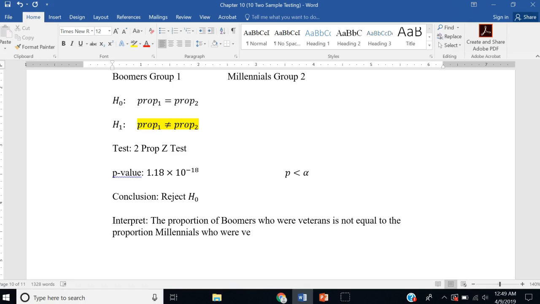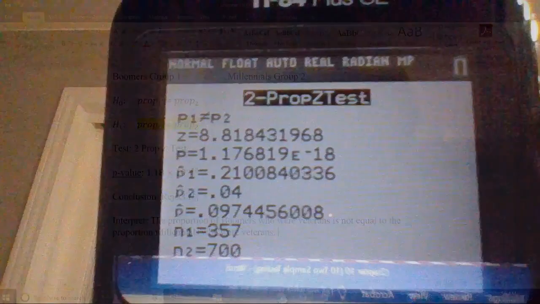Sorry, trying to multitask and looking at my calculator and typing at the same time. So the proportion of boomers who are veterans is not equal to the proportion of millennials who are veterans. Just one little note on my calculator screen, you can see that there.